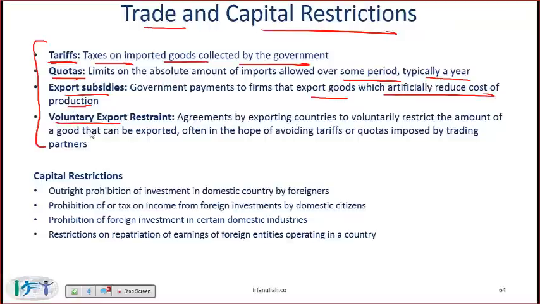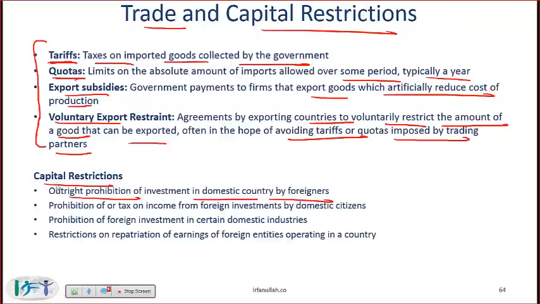And then voluntary export restraints. These are agreements by exporting countries to voluntarily restrict the amount of a good that can be exported, often in the hope of avoiding tariffs or quotas imposed by trading partners. Then we come to capital restrictions. These are outright prohibitions of investments in domestic country by foreigners.